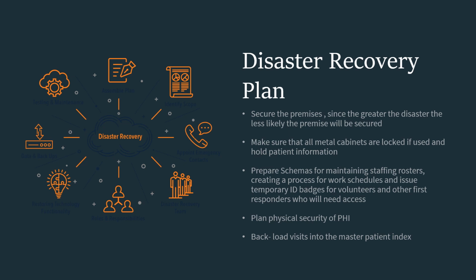Prepare a plan to maintain staffing and to make work schedules, and you need to identify temporary ID badges for volunteers and other first responders who will need access. You need to plan to have physical security for the PHI, whereas now that the systems are down, you may not be able to protect those as easily. Also, you need to backload all visits into the master patient index.